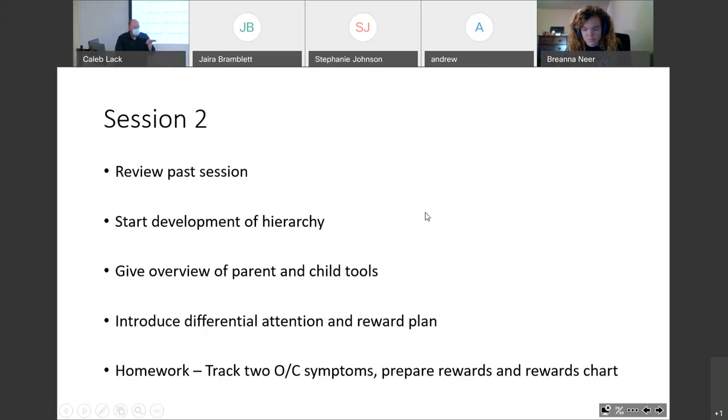Which is, again, very common amongst different kinds of problems that we talk about. There's a reason I decided to talk about OCD first and stretch it out into two workshops. A lot of this is very common to what we see across the world. So, we talk about differential attention, reward and reinforcement. And then their homework is to continue to track those same two symptoms. The parents' job is also preparing the rewards and how to track those, the sort of charting that we use, so that we can then start that next time.